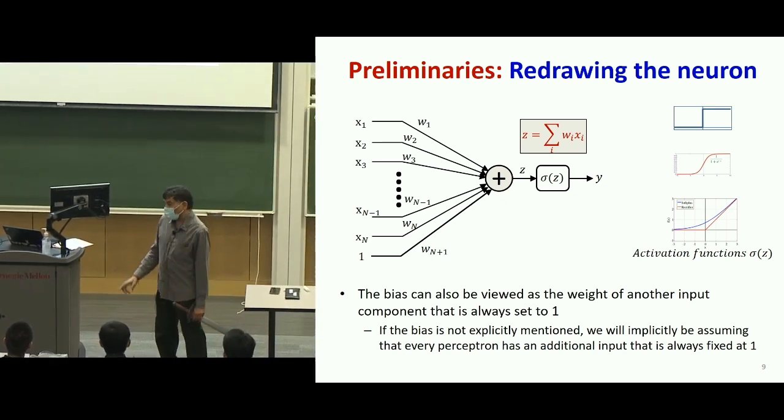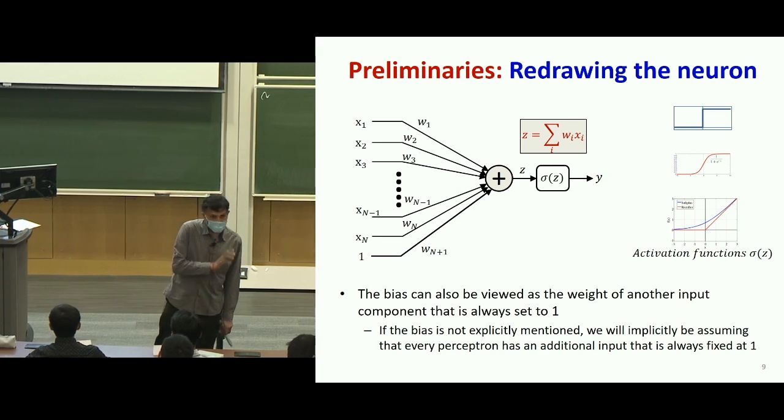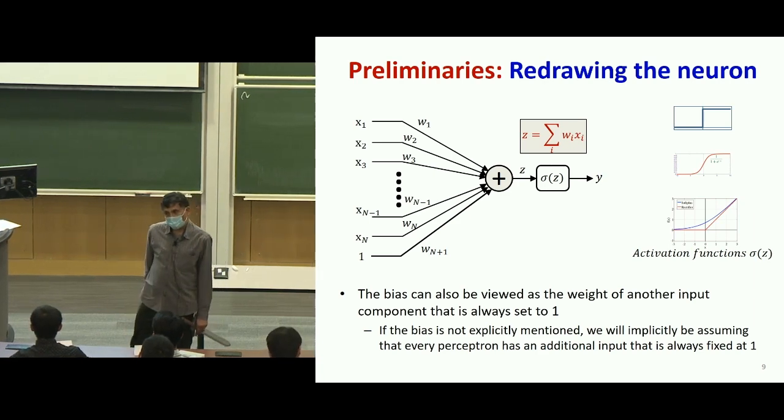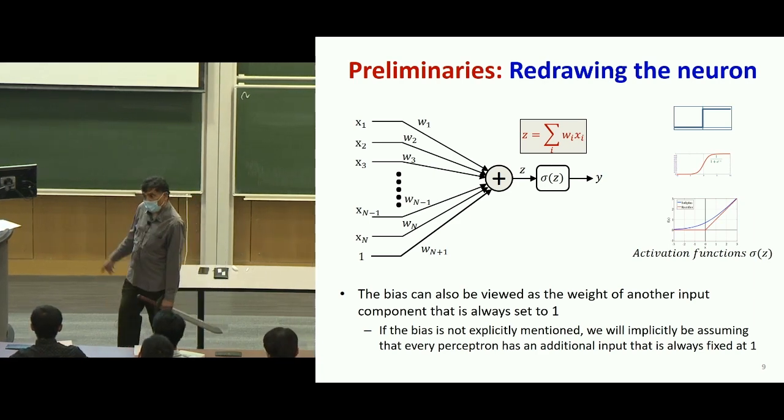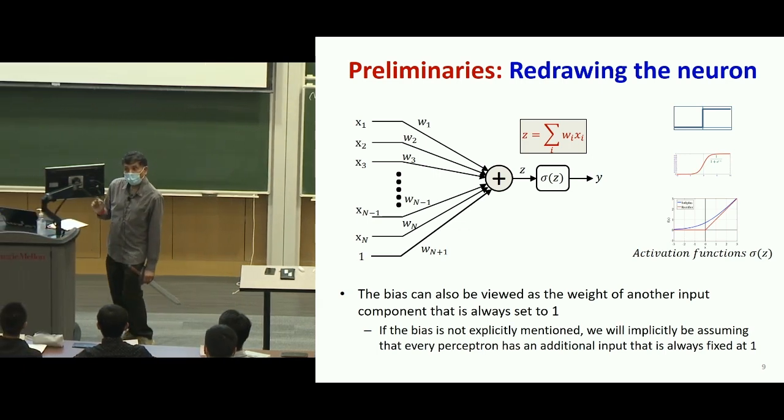So in the figures, when I don't explicitly show a bias from here on out till the end of the course, you must always assume that there is an extra input that has been pegged to one. One of the weights is the bias. Always remember this, okay?